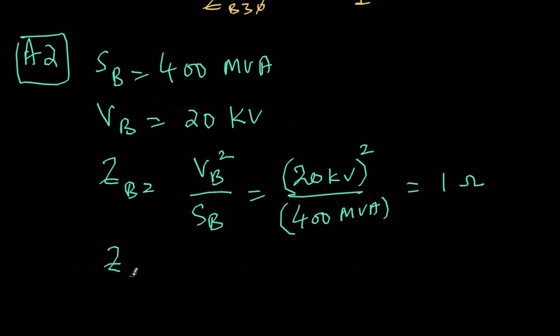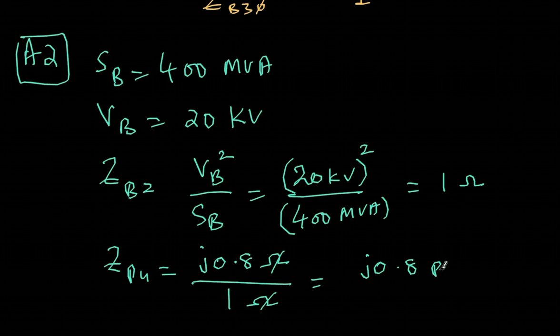And therefore Z per unit will be j0.8 ohms, the actual impedance, divided by 1 ohm. So ohms will cancel, the unit will cancel, and I'll get j0.8 per unit.